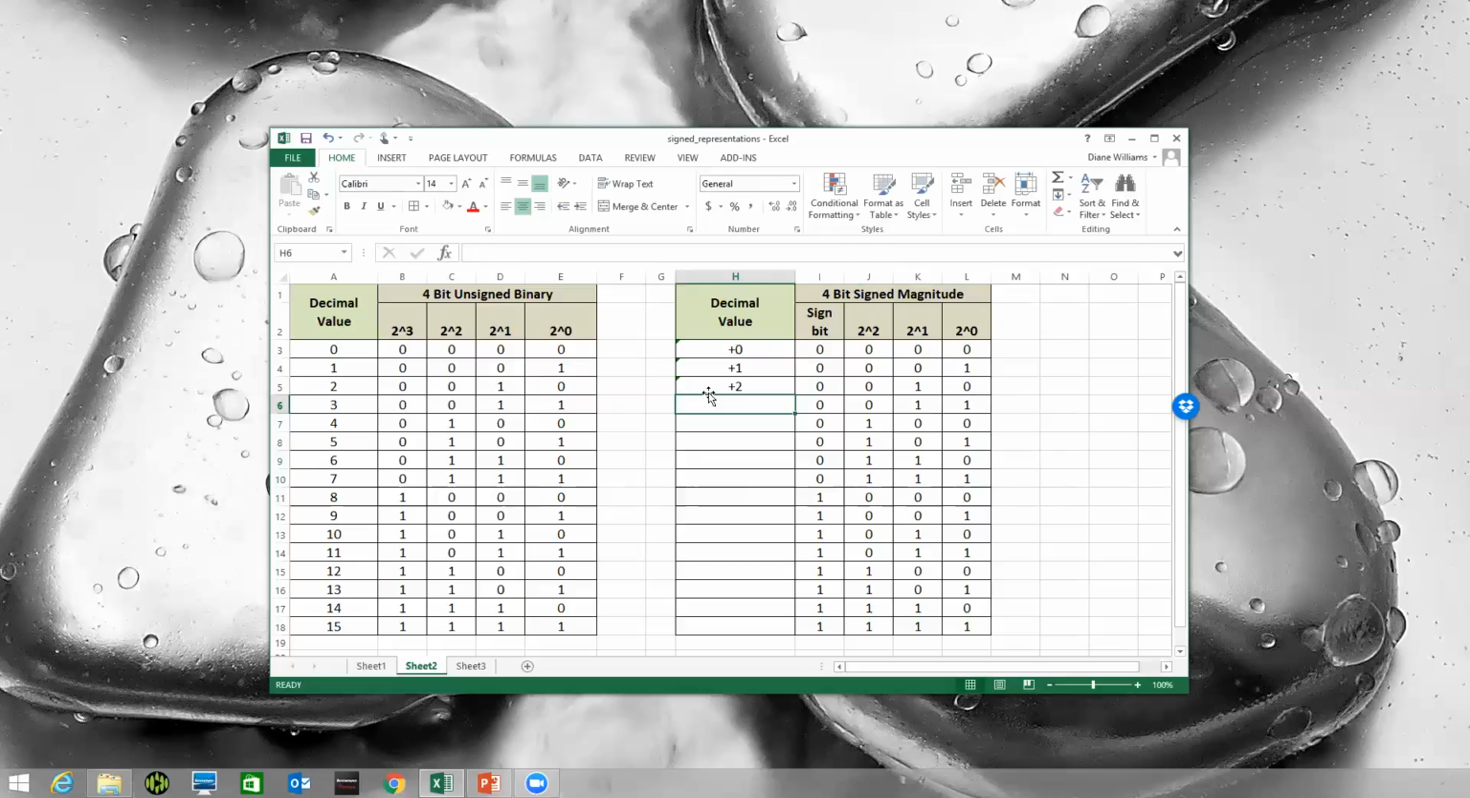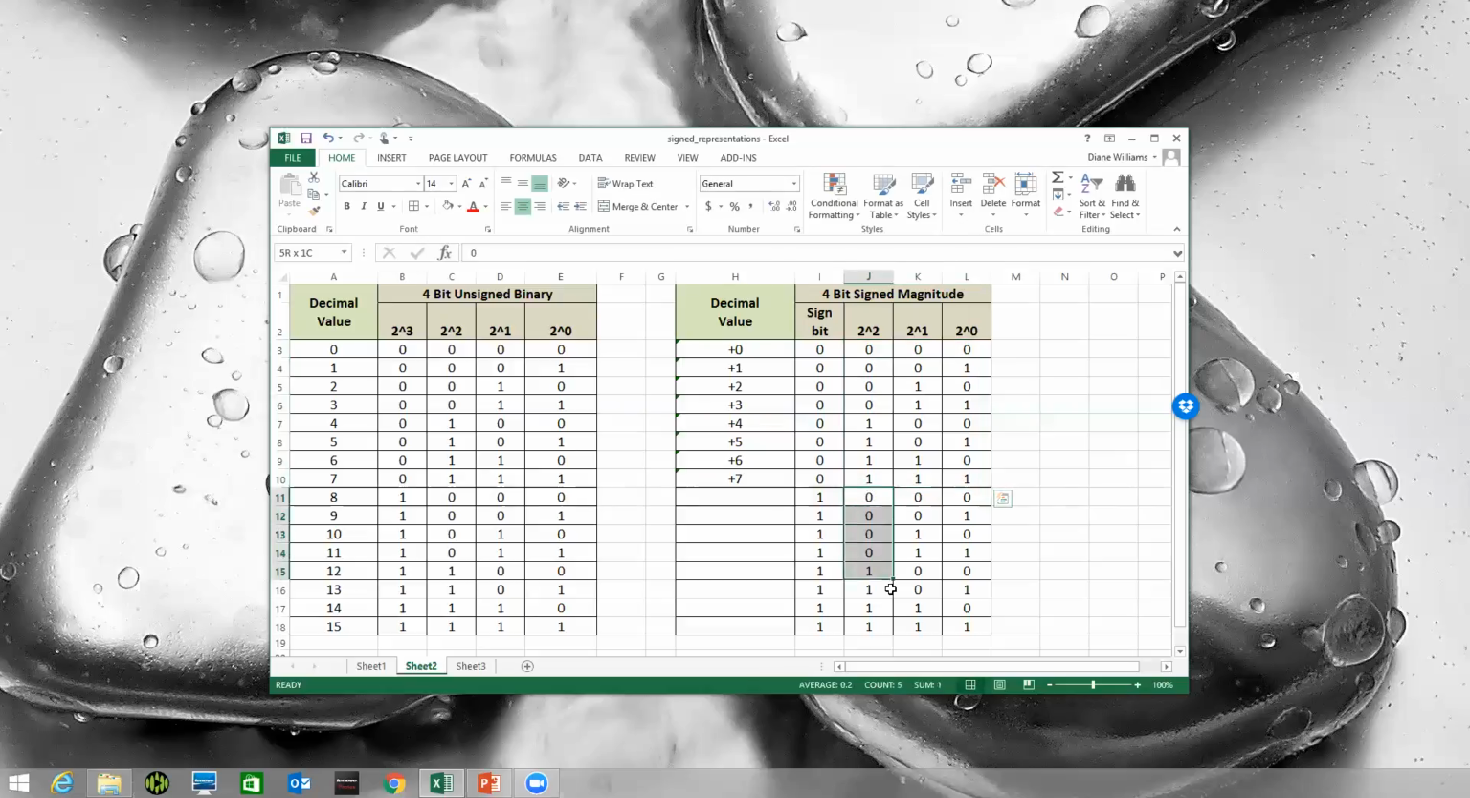All right, the next one, the magnitude will be 3. Look at the sign bit, plus 3. And we get plus 4. And we get plus 5. And then we get plus 6. And finally, plus 7. All right, that takes care of the top half of the table for the magnitude.